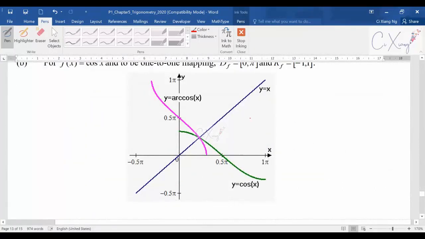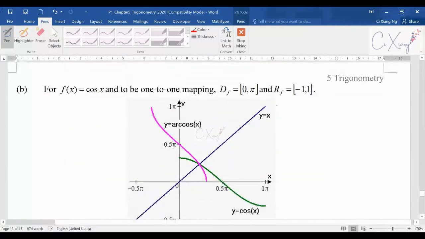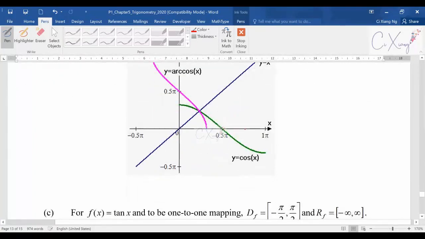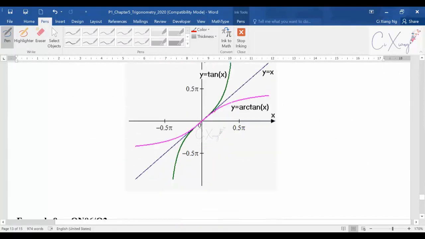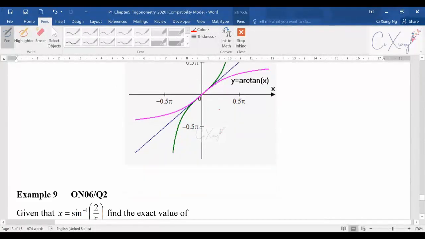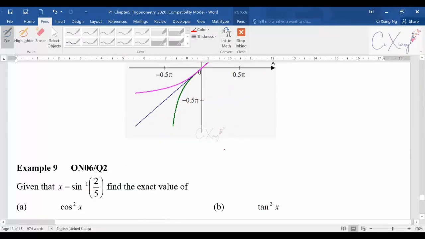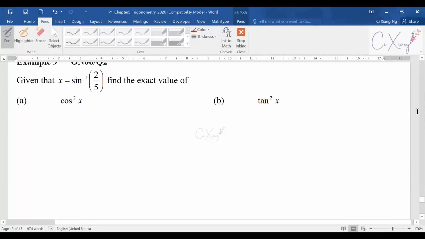Similar thing happens for this one. The graph is attached, and you can have a look at the detail here. I'm not going into it. And the same thing applies to tangent. All these are for your knowledge only, so they won't ask you about all the details like this. But how are they going to ask you questions about sine inverse, cos inverse, and tangent inverse? This is what I can get from the previous past years.